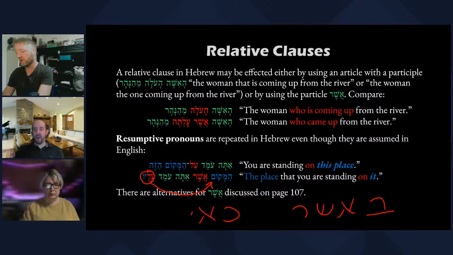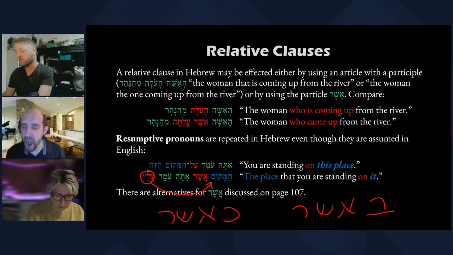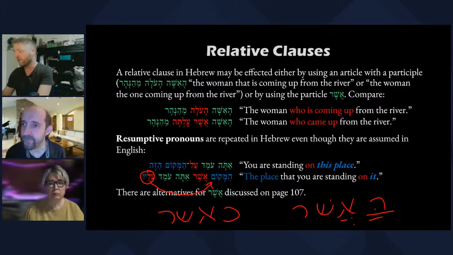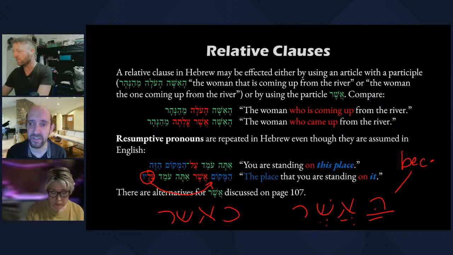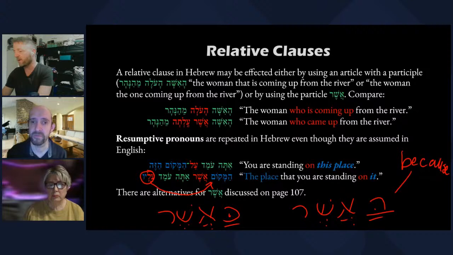Also me asher, like these attached pronouns do go on. So you can say ba asher, but this is mostly because it's something like "because." And ka asher, instead of meaning "according to which," it means "when." So that adds to the complexity.